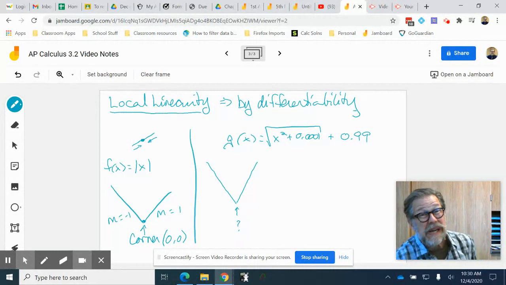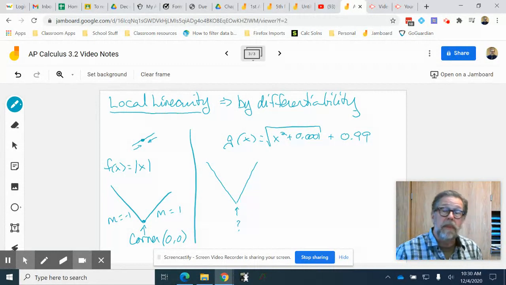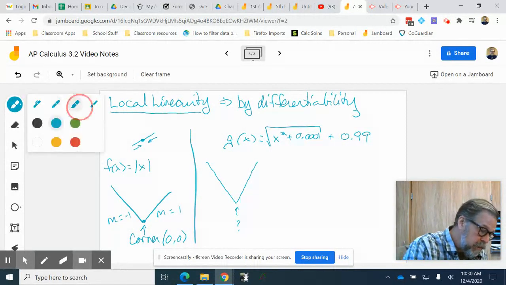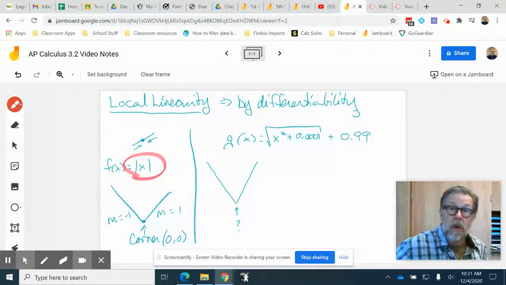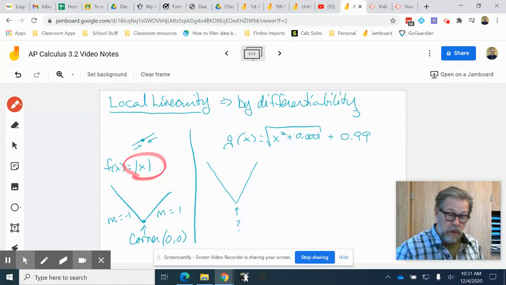This is where relying on the graph becomes a bit of a problem. I said during the last video that, hey, just take a look at the graph. But the reason we were able to take a look at the graph is because we absolutely positively know that the function absolute value of x has a corner. Well, what if we don't absolutely positively know what this graph does? Because we don't.